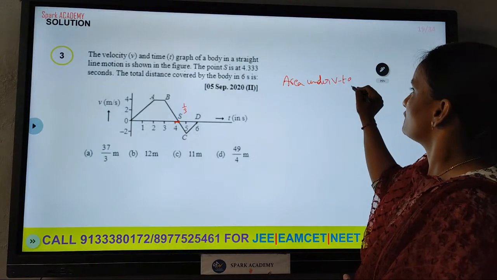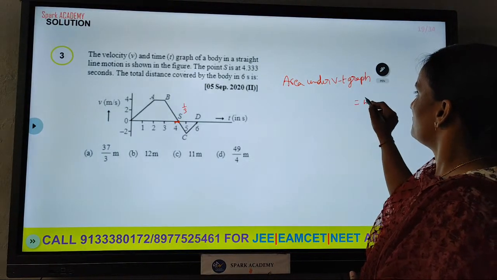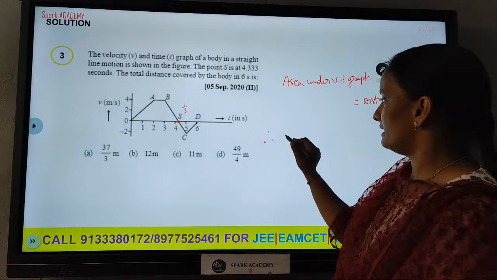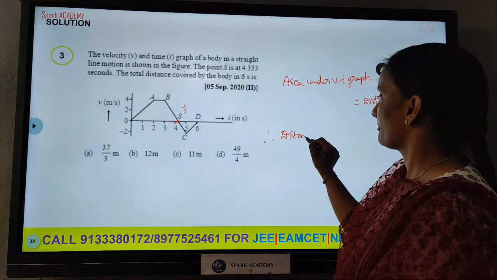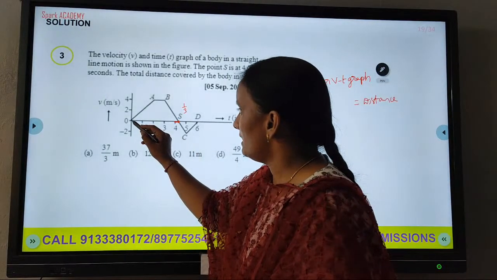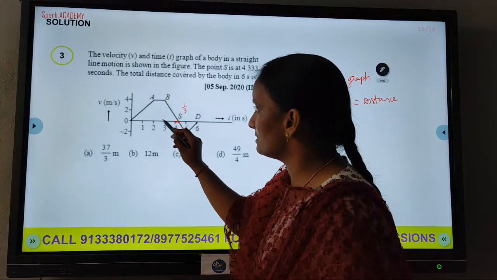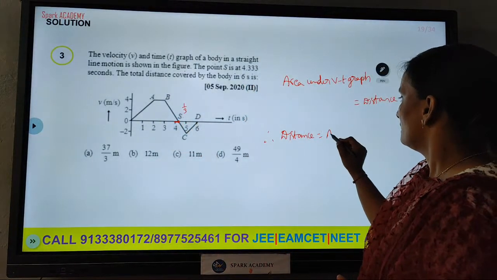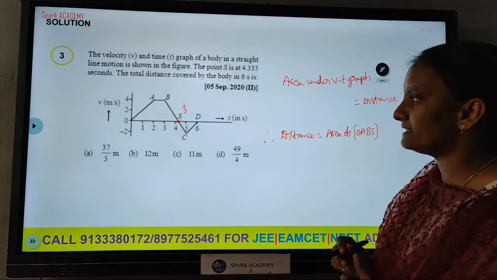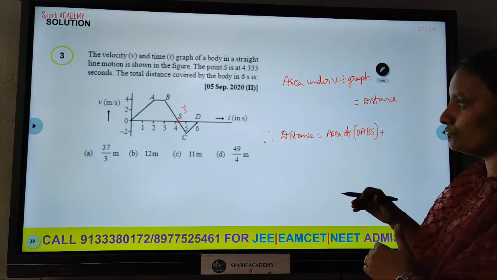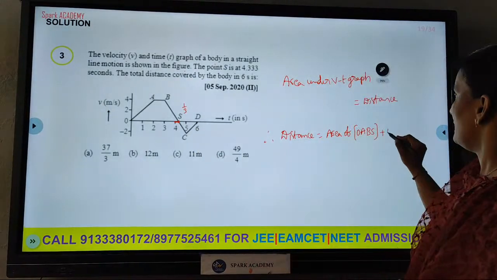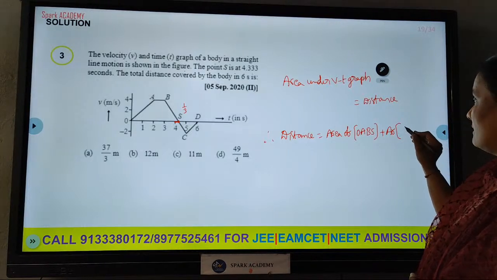Area under the velocity-time graph is equal to the distance covered by the object. So distance is equal to the area under this graph. Here we take this area first, that is OABS, which is like a trapezium. Next, as it is a distance, there is no need for directions, and we take the area of SCD.